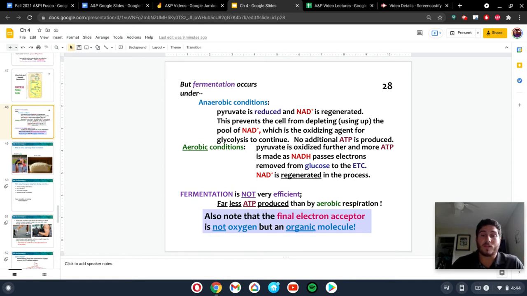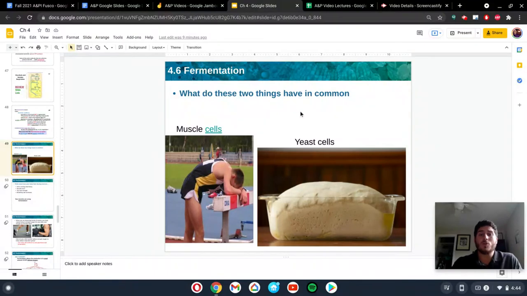So please keep in mind the final electron acceptor in this process is not oxygen because there is no oxygen. This is a process in which we have an anaerobic condition. All right, please keep that in mind. There's two kinds of fermentation we're going to talk about: humans and then other organisms such as bacteria.